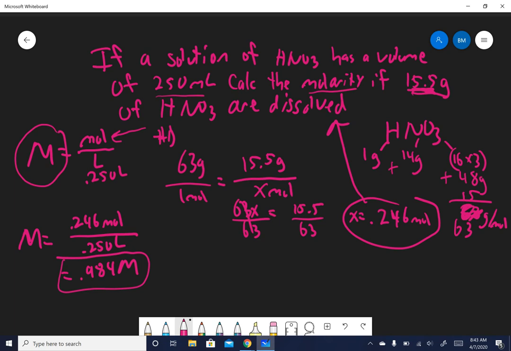Kids get confused with the unit because they see, all right, mole, capital M, molarity equals. So a lot of times kids will write capital M equals 0.984. They're like, that's the unit. That's not the unit. We don't write units in front of numbers, right?